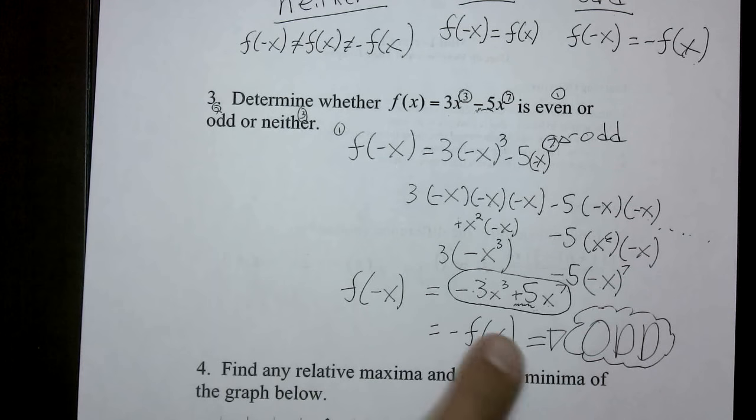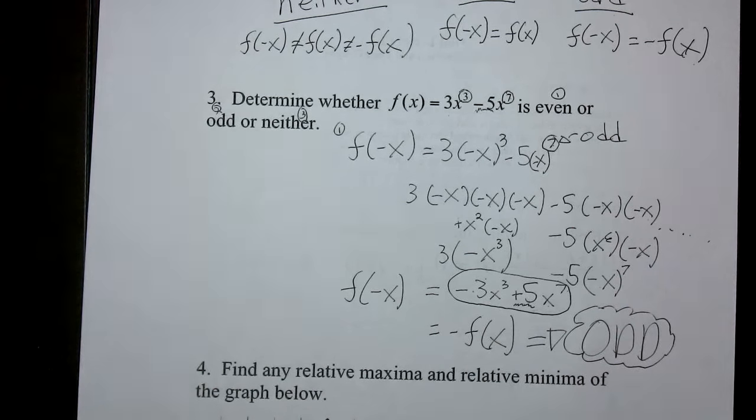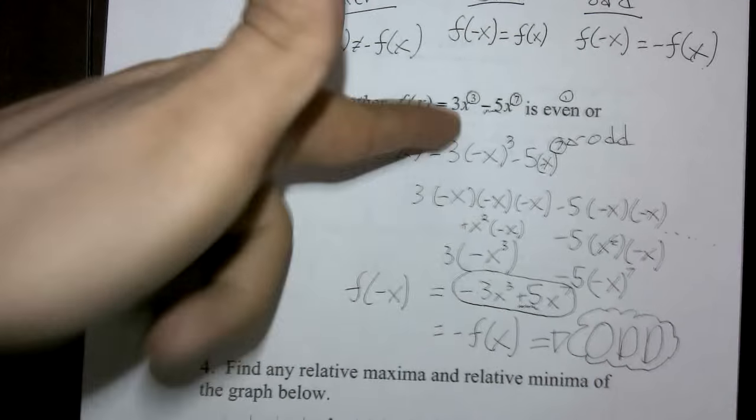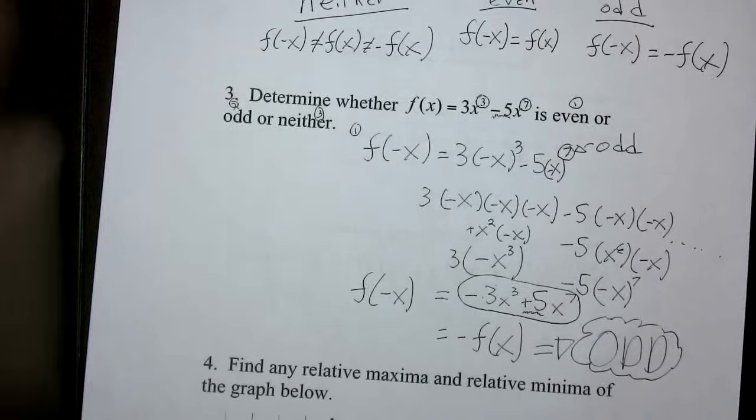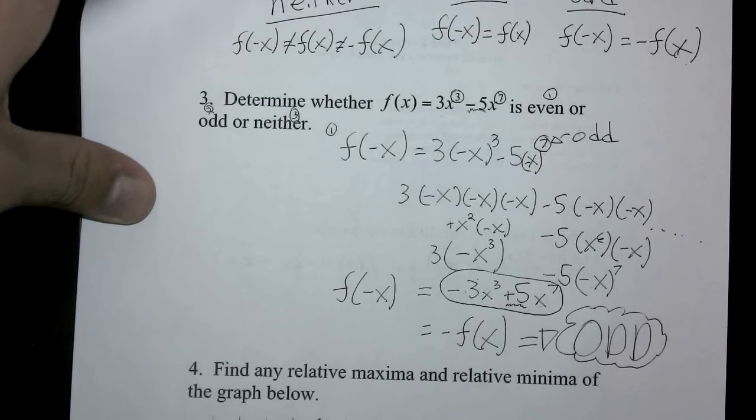Sometimes we'll see one term that's off or a few terms that are off. It really comes down to going bit by bit and checking if each term is going to be the opposite or the same. That's really crucial.